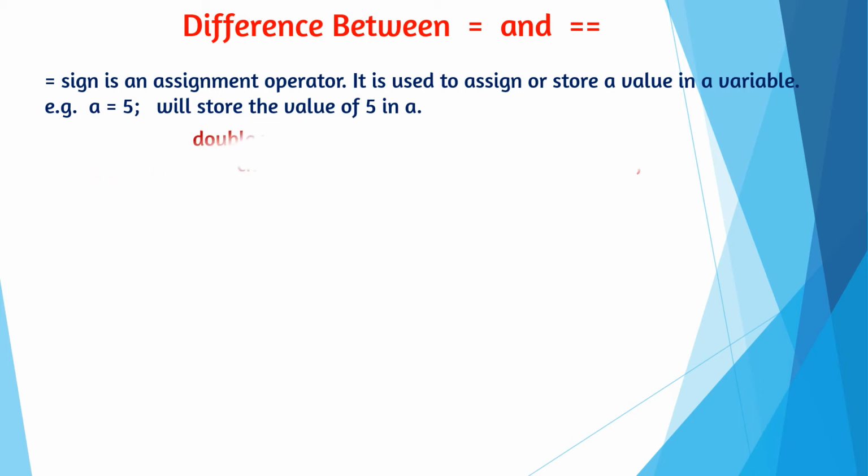And now some more examples we can see. double x is equal to 22.3. That means the value 22.3 will be stored in x. Character g is equal to 6. 6 will be stored in the variable g. And string y is equal to computer is fun. This word will be stored in the variable y, which is declared as a string data type.